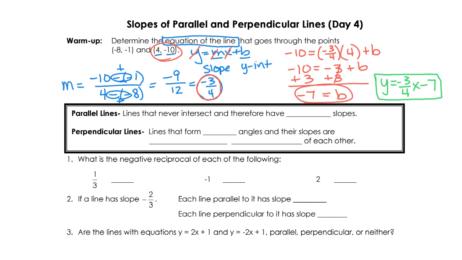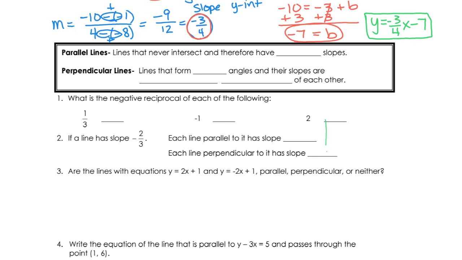So when they ask you to write the equation of a line that is parallel or perpendicular, parallel lines and perpendicular lines have something in common with their slopes. Since parallel lines are lines that never intersect, they have to have the same slopes. For perpendicular lines, they're a little bit trickier. It's not as easy as just keeping the slope the same. Perpendicular lines form right angles, and therefore they intersect, so their slopes can't be the same.